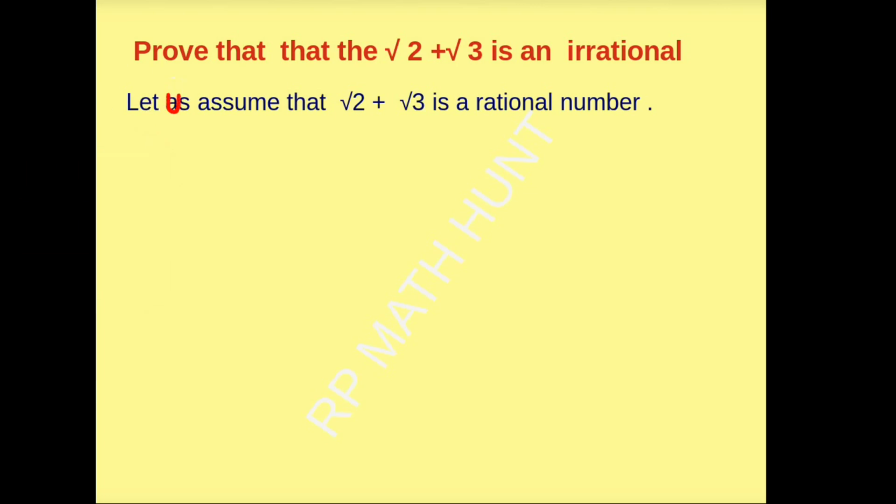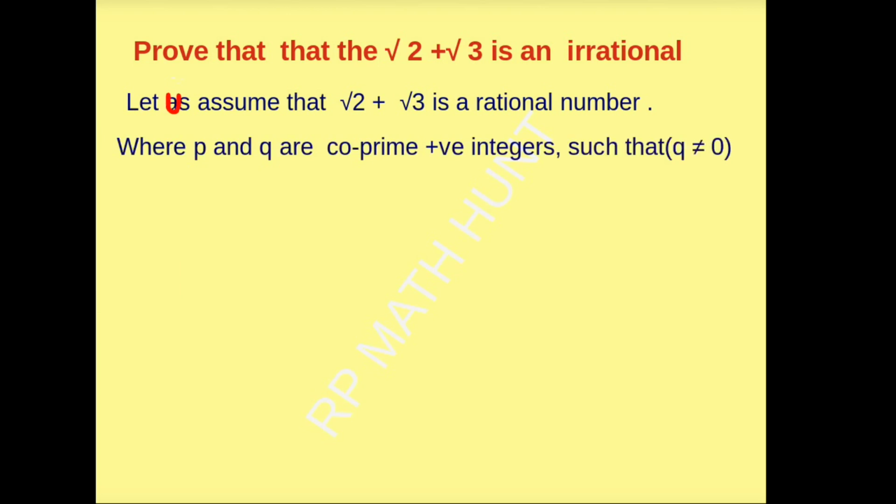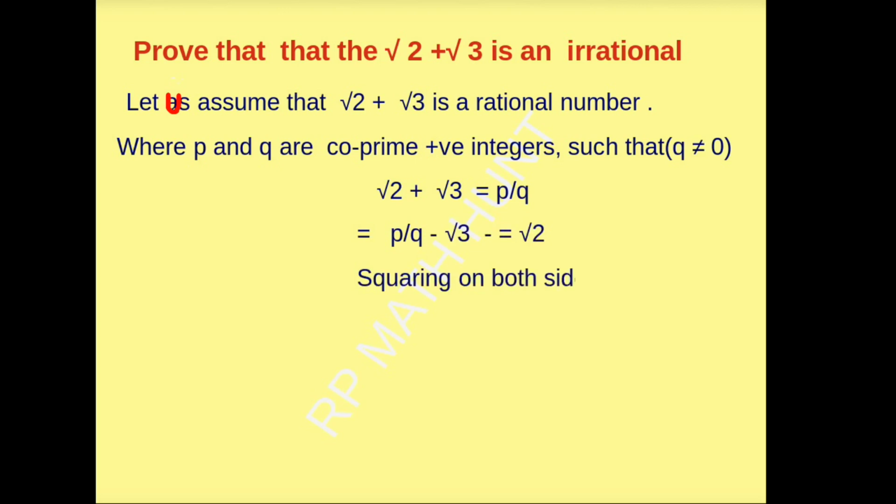This implies root 2 plus root 3 equals p by q, where p and q are co-prime positive integers, such that q is not equal to 0. So p by q minus root 3 is equal to root 2. Squaring on both sides, (p by q minus root 3) whole square is equal to root 2 whole square.